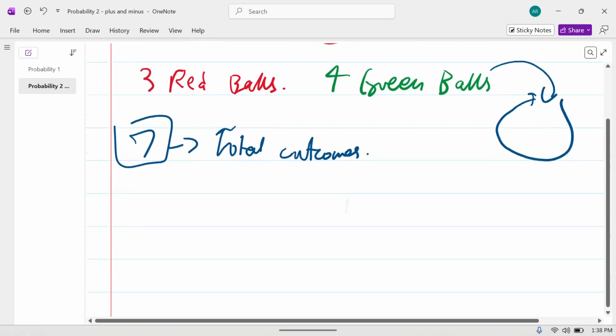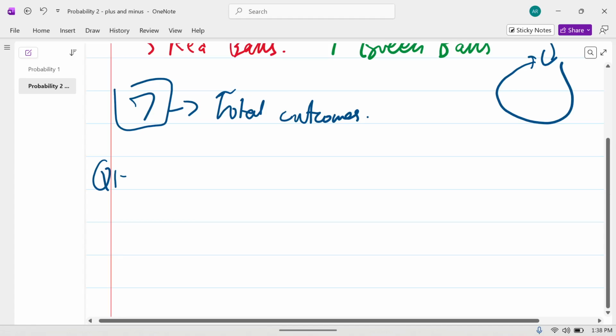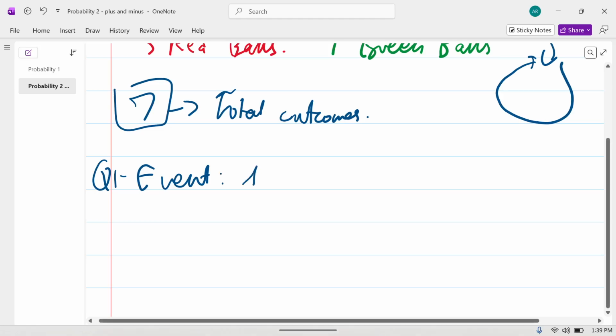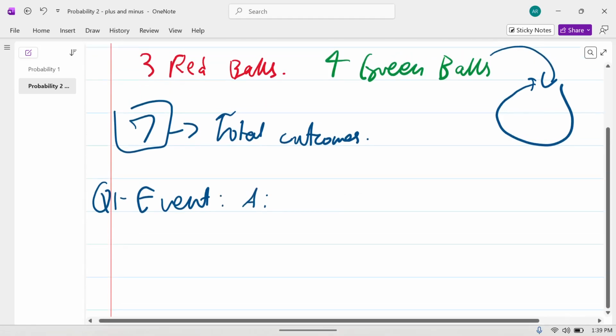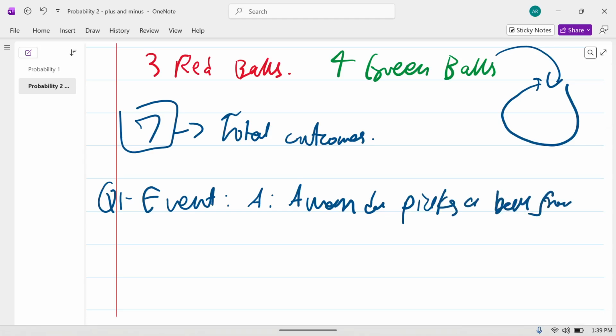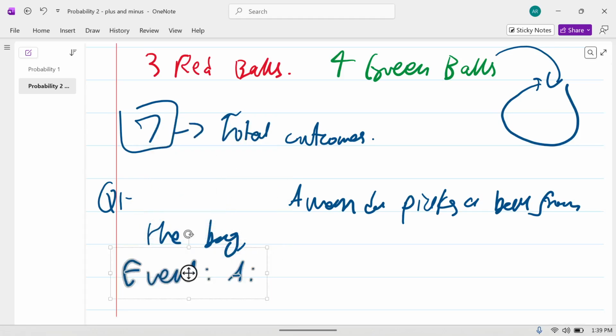Now let's just do simple probability. The very first event, the probability of which we have to find, event A, let's call it, is, let's say Amanda picks up a ball from the bag, right? That's just the story, that Amanda is picking up what and what not from the bag.